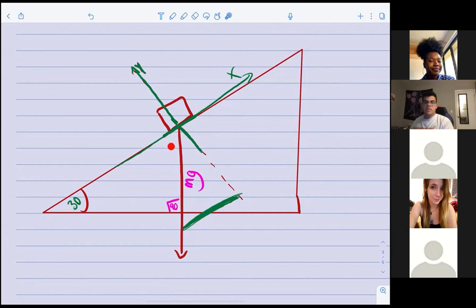Somebody had asked me where we got the mg sine theta from. And I said, this must be 30. Now, what must this angle be? I mean, sorry, this must be 60, not 30. So what must this angle be? Must be 30, right? Because this and this make a right triangle, which makes this angle 90. And this line bisects the whole thing, meaning this must be 30. Because 30 plus 60 gives you 90. Cassie, does that make sense?